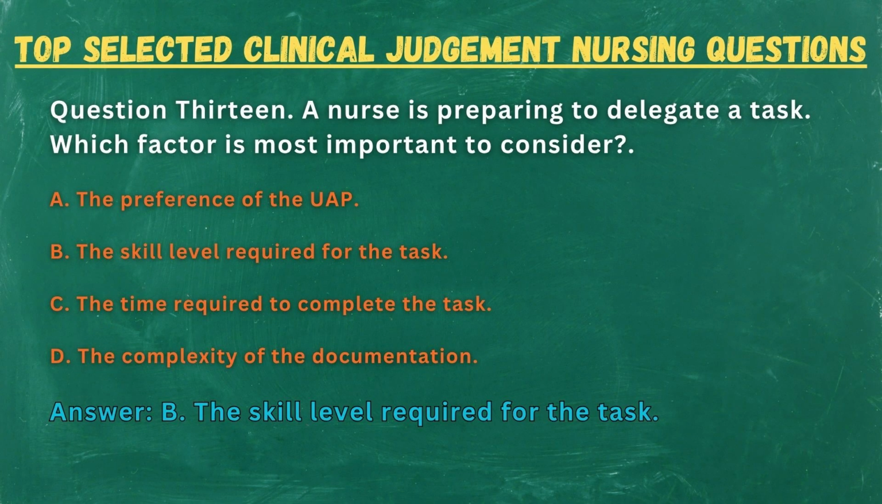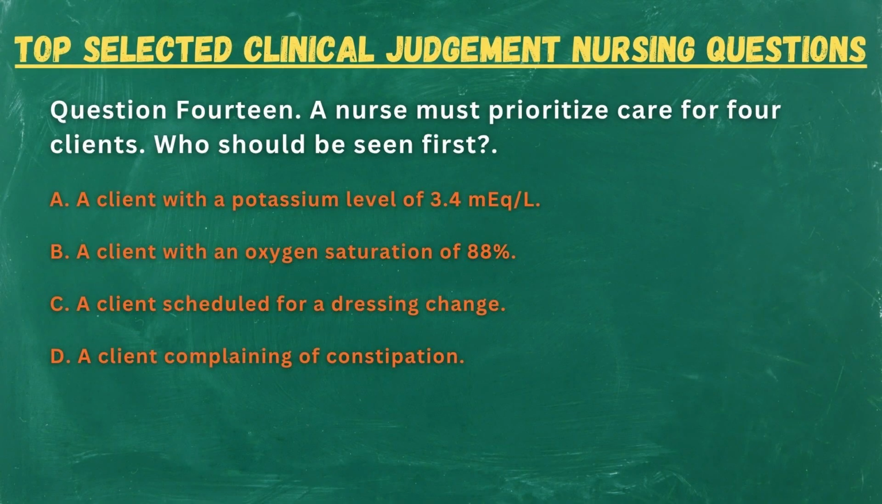Answer. B. The skill level required for the task. Question 14. A nurse must prioritize care for 4 clients. Who should be seen first?